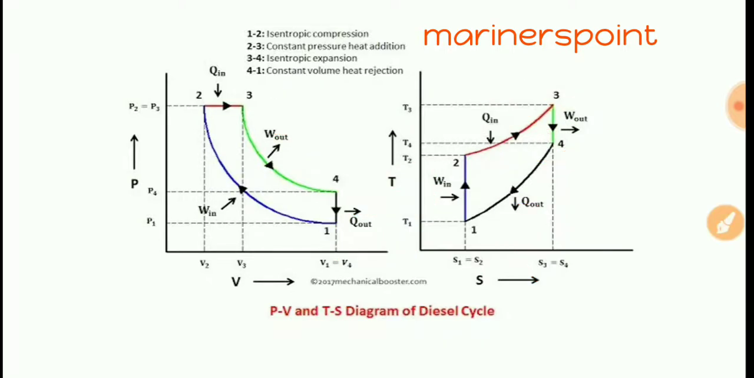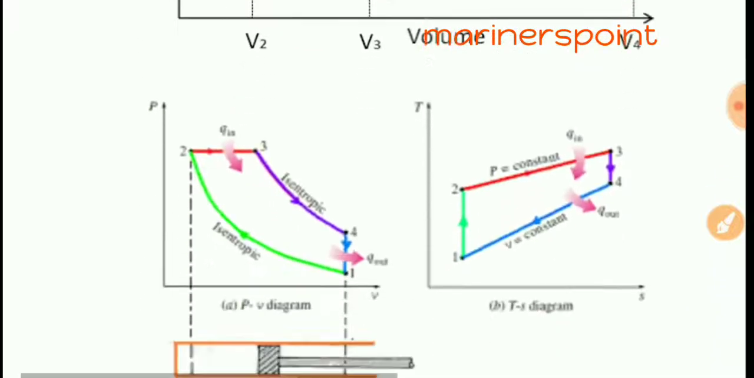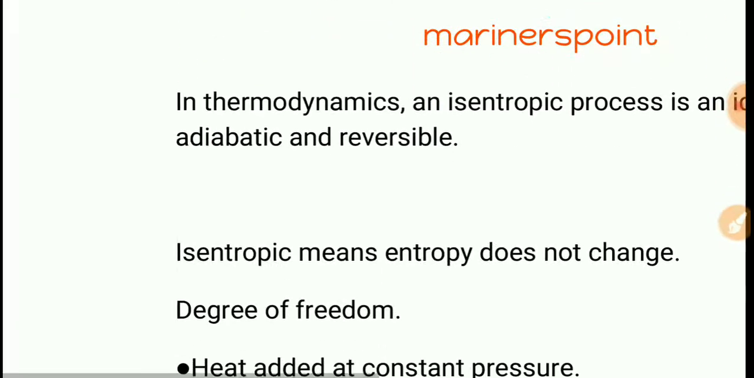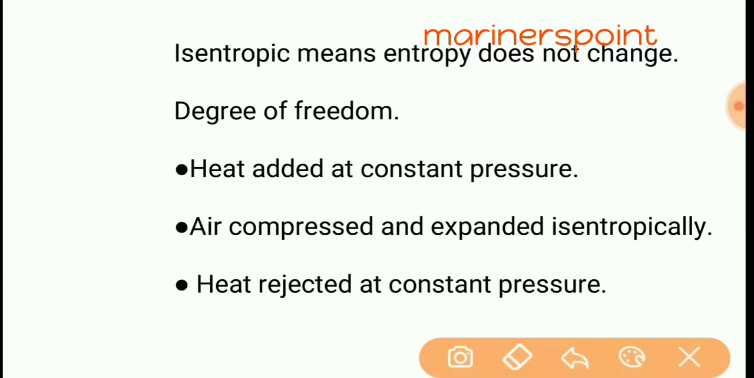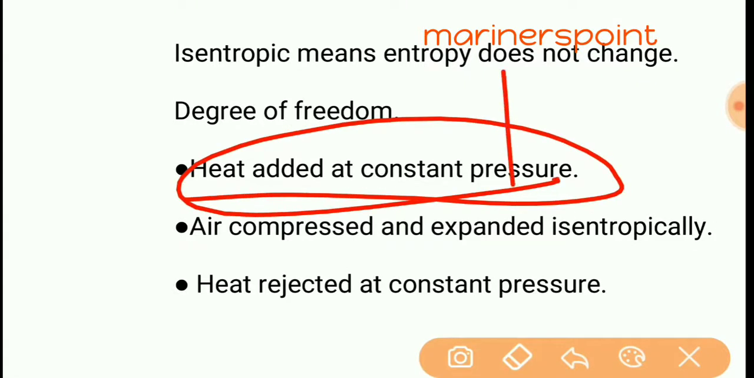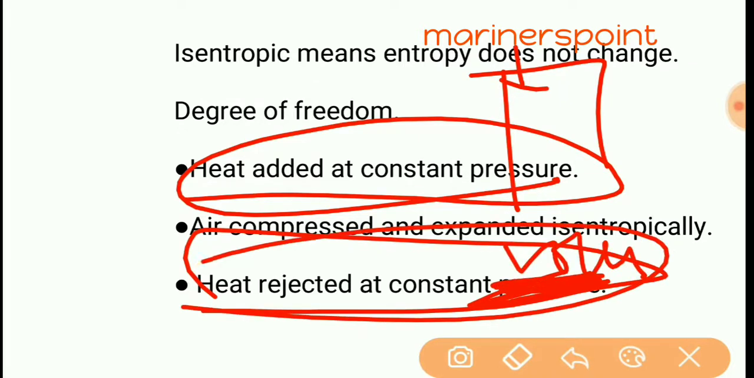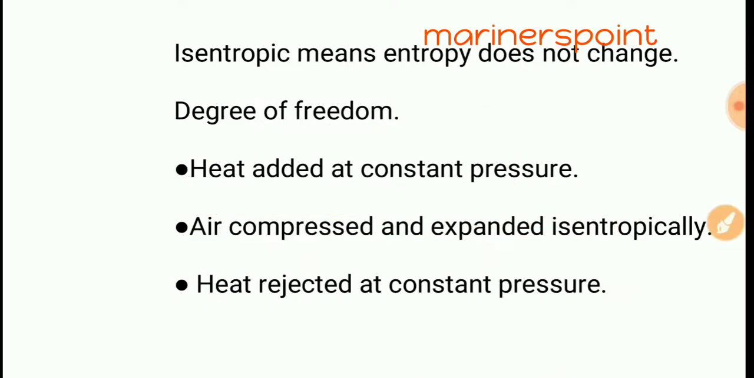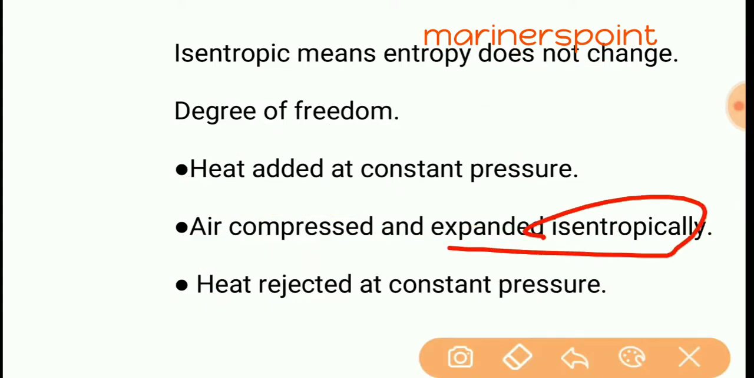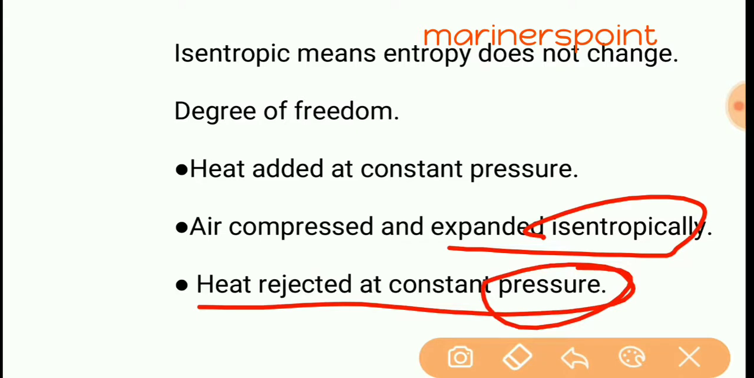Remember, here I have written: heat added at constant pressure, so the pressure is constant. Heat is rejected at constant volume, and air is compressed and expanded isentropically, meaning entropy is fixed. Heat is rejected at constant volume. Always remember this, and you can see the figure.